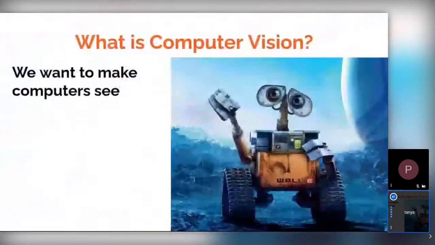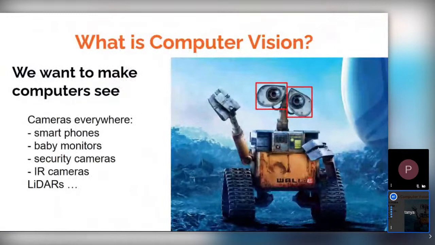In computer vision, we want to make computers see. You can see that WALL-E has some cameras, and we have those cameras everywhere. Nowadays, everybody has a smartphone. We have baby monitors, security cameras, infrared cameras, LiDARs, and so on. So every one of us produces a lot of information, captures pictures, captures videos, and all that information that is generated every second on our planet, we now want to use to make computers see.